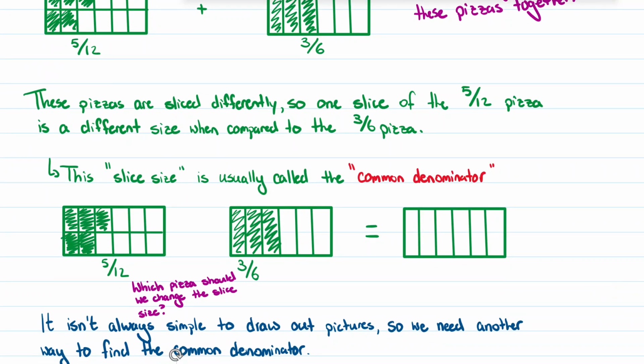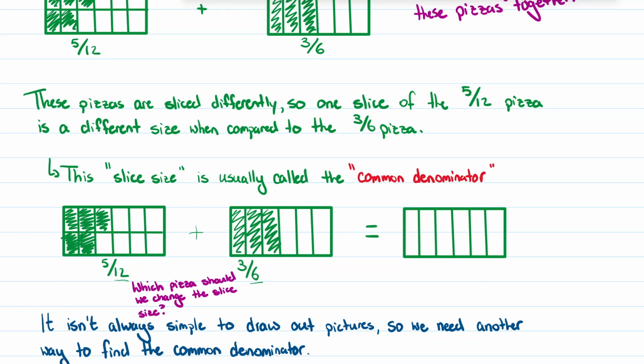So when we look at this slice size, we call this slice size the common denominator. So we need to make both denominators the same, or we need to have both pizzas have the same size of possible slices. So if we take a look at 5/12 and 3/6, we need to understand how we are going to divide or change the slice size. So we usually look at these denominators and try to do something called a least common multiple.